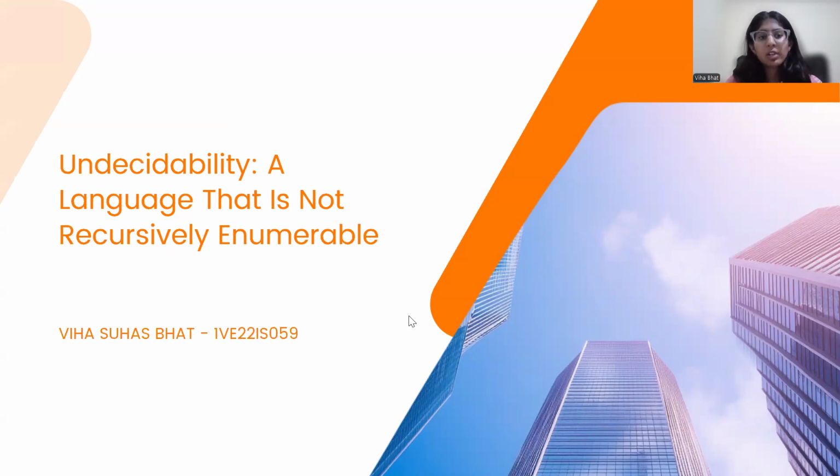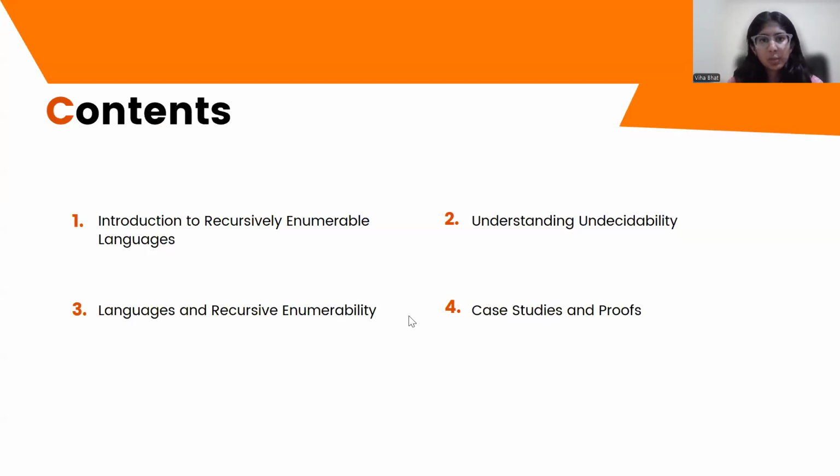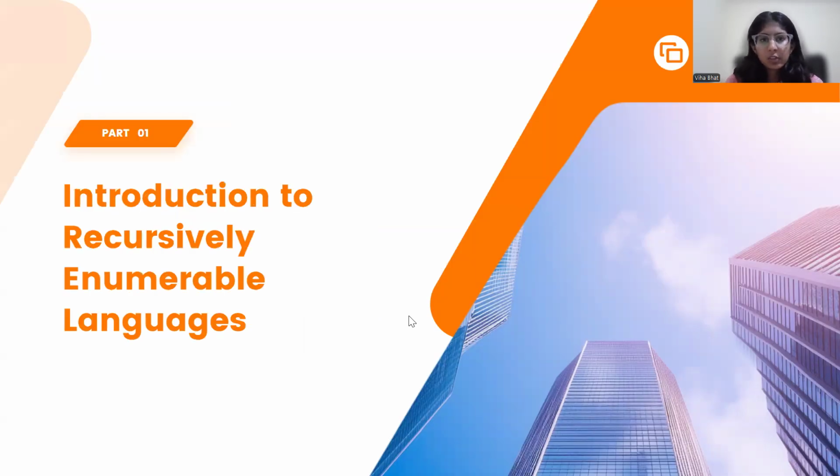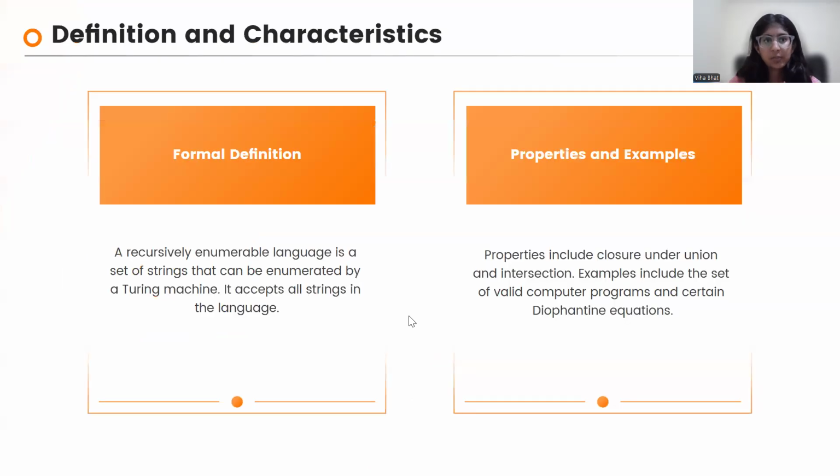Today we're going to talk about undecidability, a language that is not recursively enumerable. The topics we're going to talk about today include an introduction to recursively enumerable languages, understanding undecidability, languages and recursive enumerability, and case studies and proofs. The first thing we're going to look at is the introduction to recursively enumerable languages.